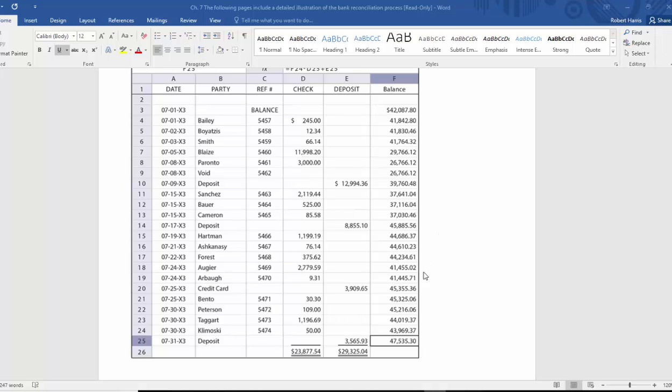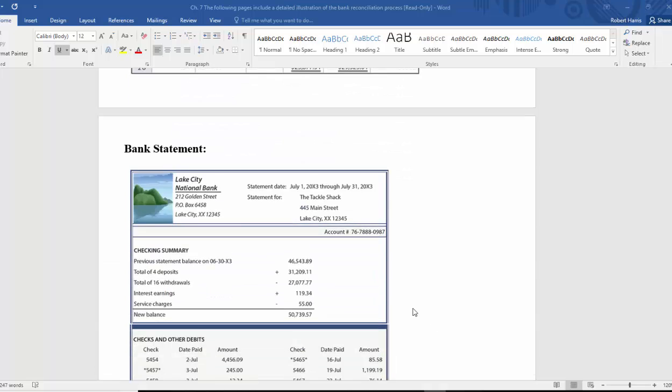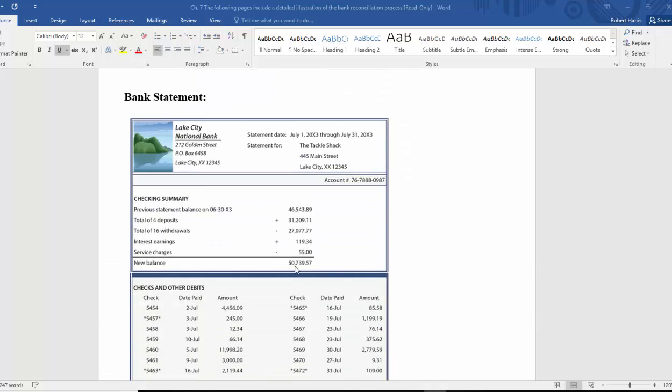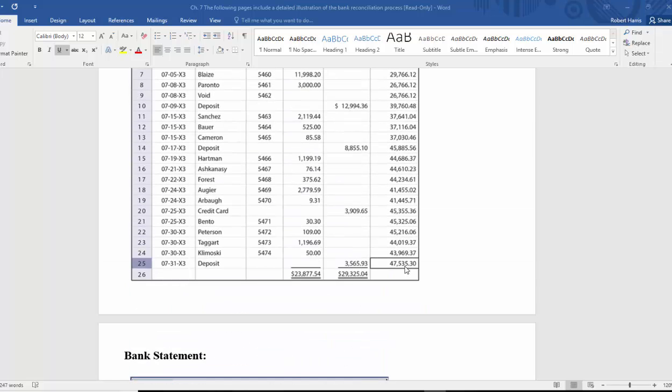If we look at cash, our ending balance is $47,535.30. Now, if we go to look at the bank statement that we got, it shows that our ending balance on that day should be $50,739.57 based on what they're saying. Well, which number is correct? This one right here or this number here?